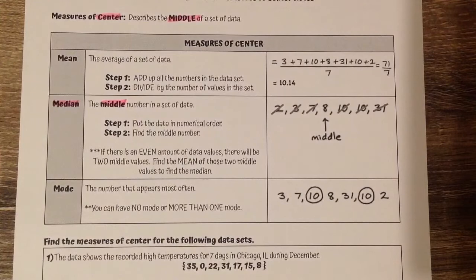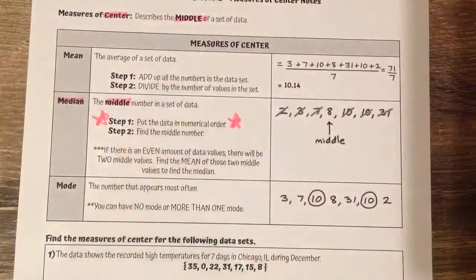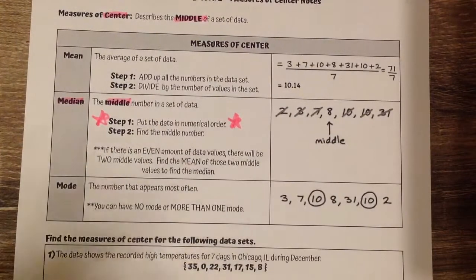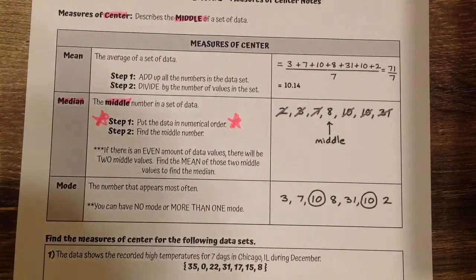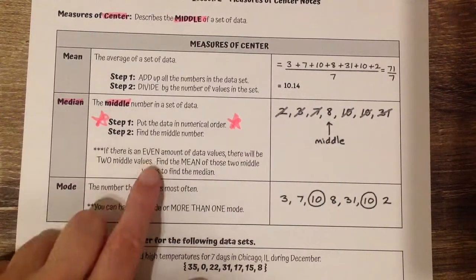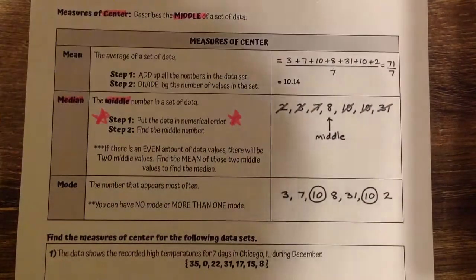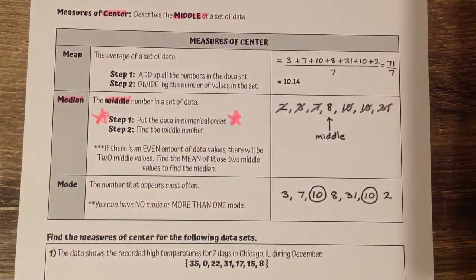The most important part is you have to put the data in numerical order, right? If we have Michael Jordan in the middle of our data because we didn't put ourselves in order from shortest to tallest, and he turned out to be the average height because he was in the middle, that wouldn't make sense, right? Important to note, if there's an even amount of data values, there's going to be two middle values. Find the mean of those two middle values.